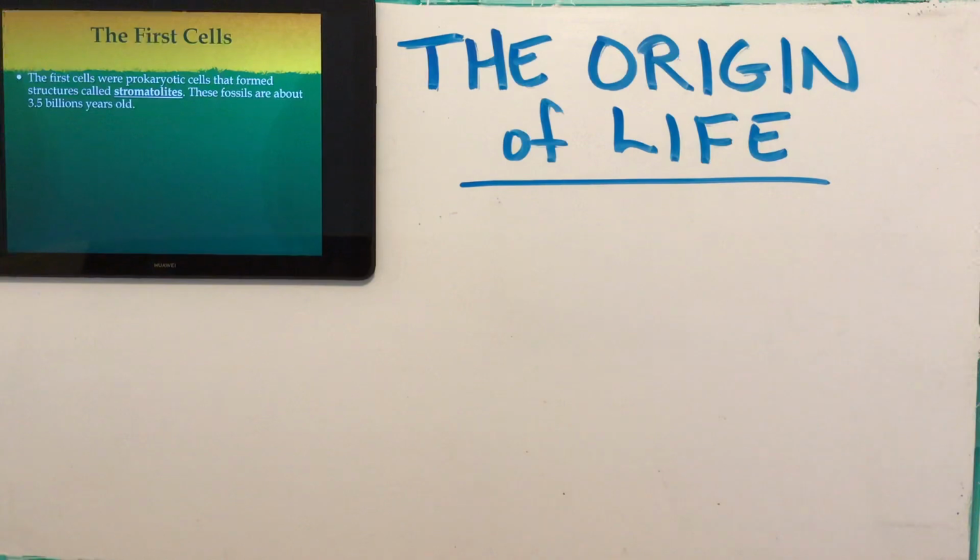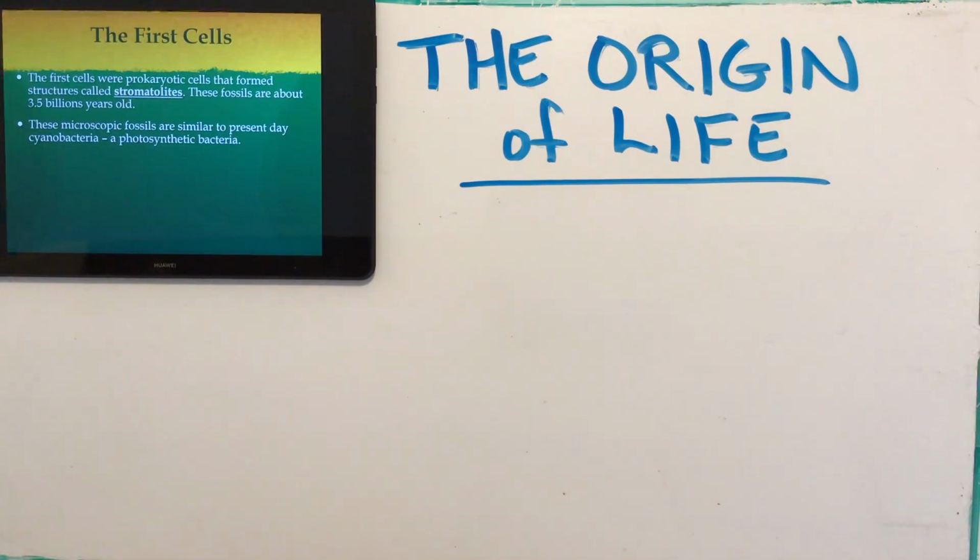The first cells were prokaryotic cells, and they form structures called stromatolites. When scientists look at these fossils, these remains, these stromatolites, they carbon date them, and they found out that they were 3.5 billion years old. So the planet's 4.6 billion years old, and life is 3.5 billion. Not us, not the dinosaurs, and not your dog, but the original life, those early prokaryotic cells. So it took almost 1 billion years to get from the Earth's formation to something living that we could call life.